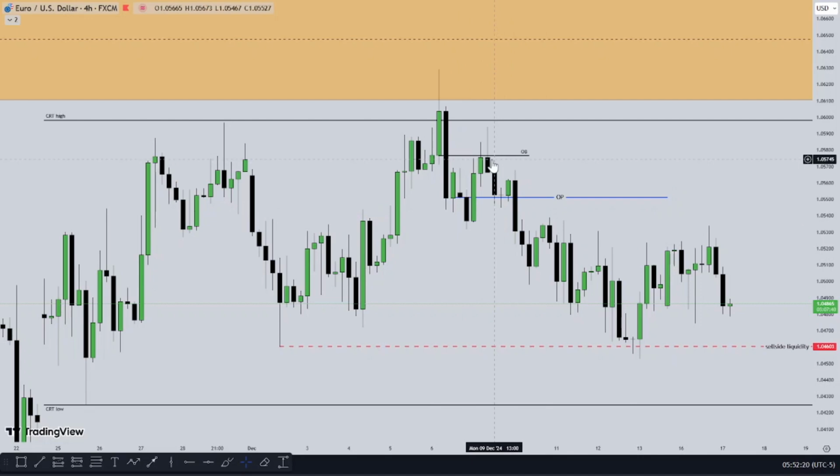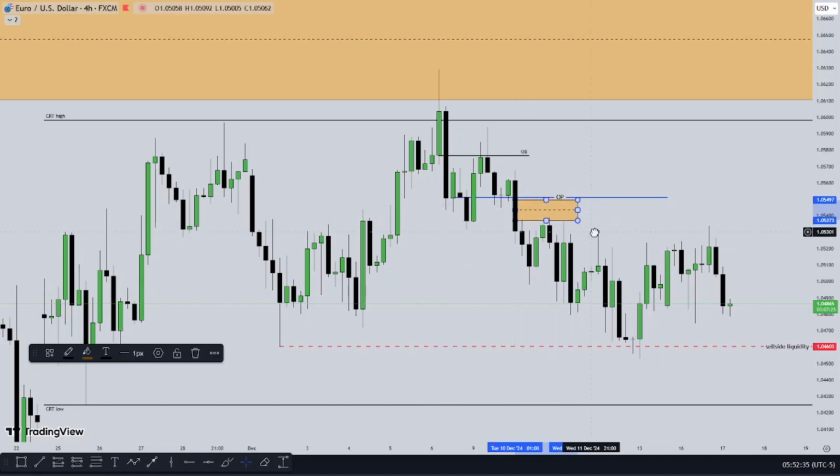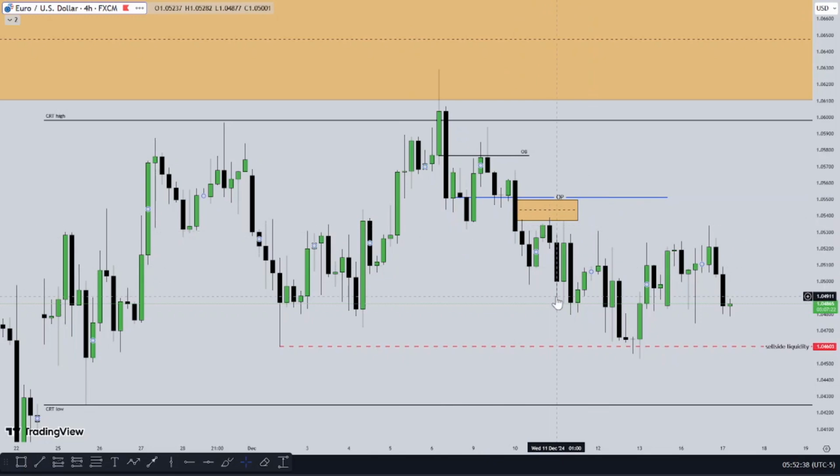So price respected the order block, traded lower, ran out the sell side liquidity, traded lower. After a trade lower, we are still anticipating lower prices. Price retraced back to this fair value gap, still traded lower. On a CRT, we're anticipating price will run the CRT high, leading to the CRT low. And here's the CRT low. Even this week, we are still anticipating lower prices for price to trade lower to the CRT low.